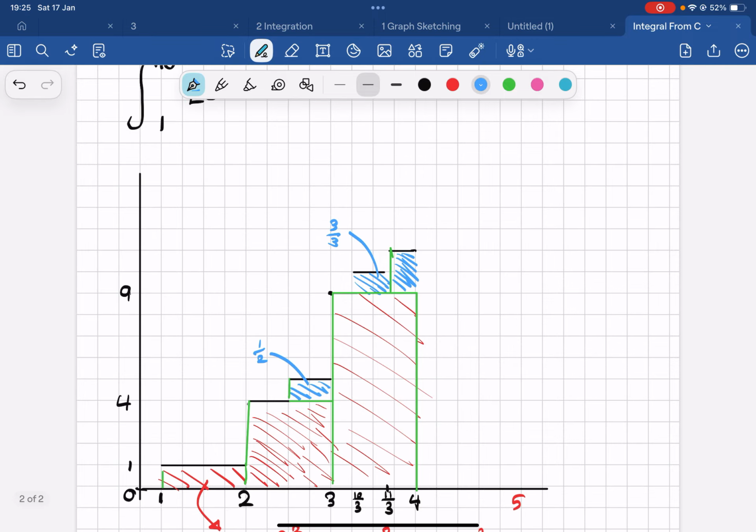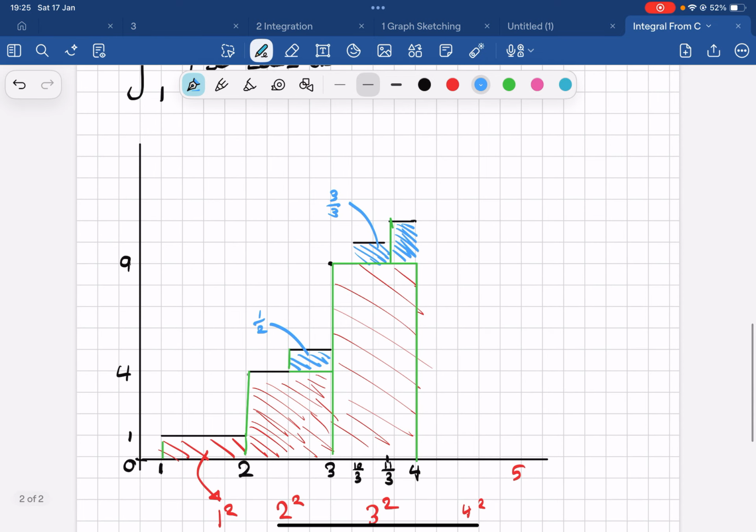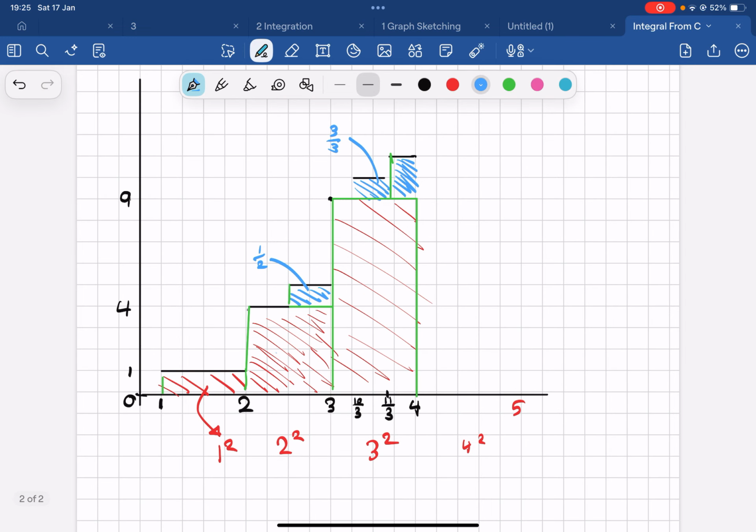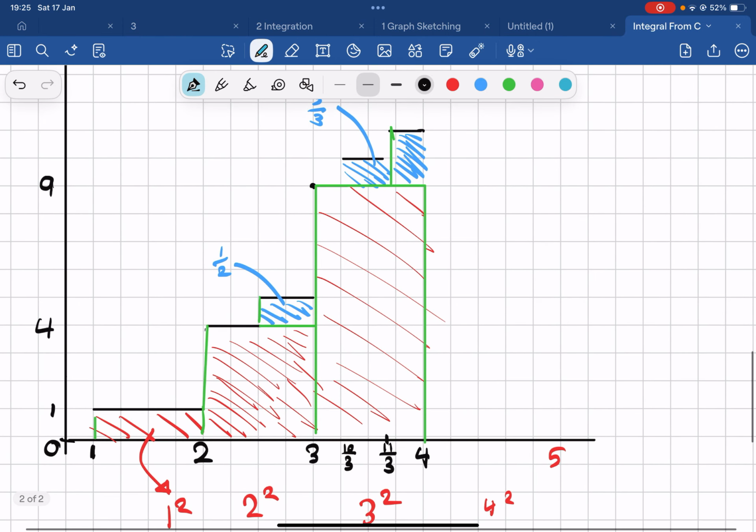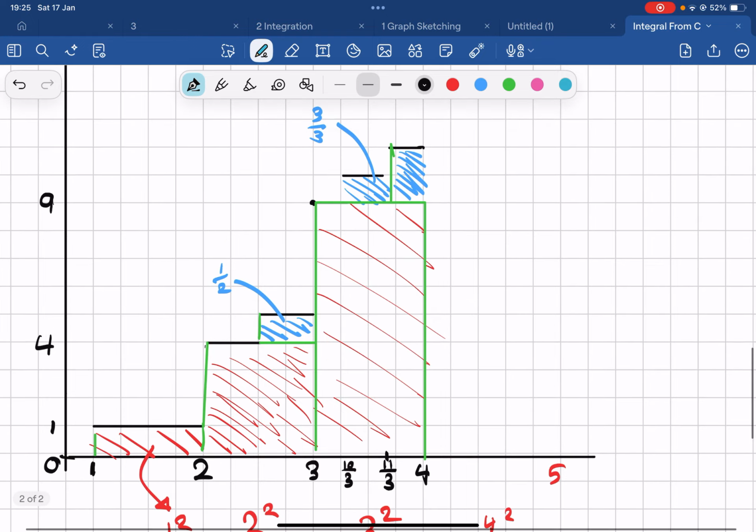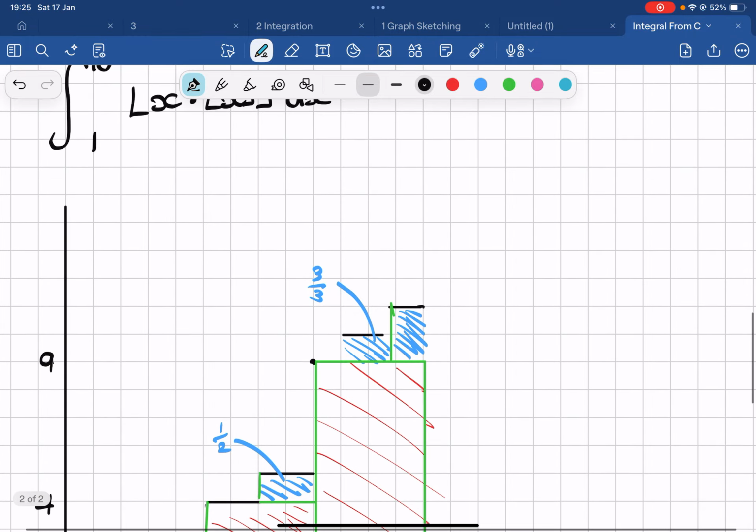Now, if we were to sketch between 4 and 5, you see how from 2 to 3 our box was 1 divided by 2 times wide. From 3 to 4 our box was 1 over 3 times wide. So we can say that from 4 to 5 our box will be 1 over 4 times wide.